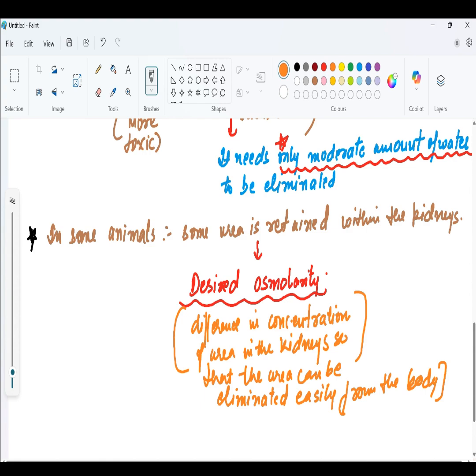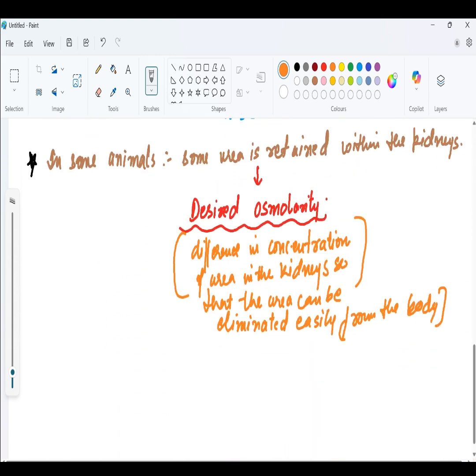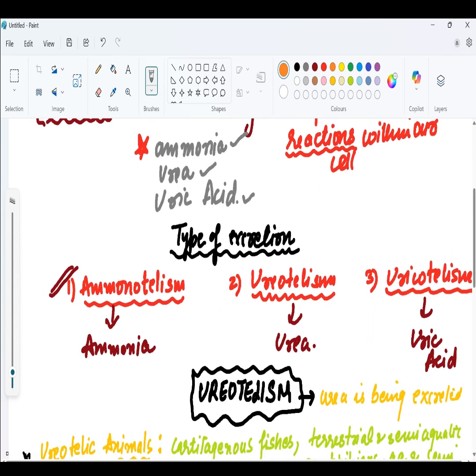I know this could be a little tricky to understand at this point, but when we move on to the process of urine formation, there we will understand this point much better. All right. So moving on to the third one, that is uricotelism.